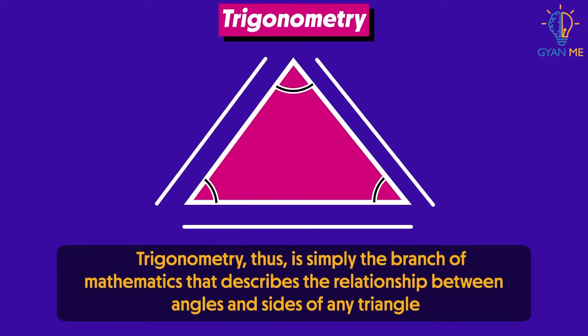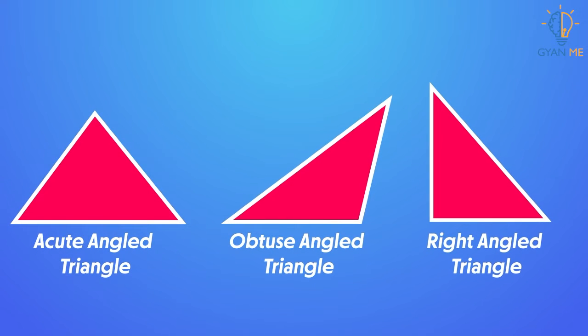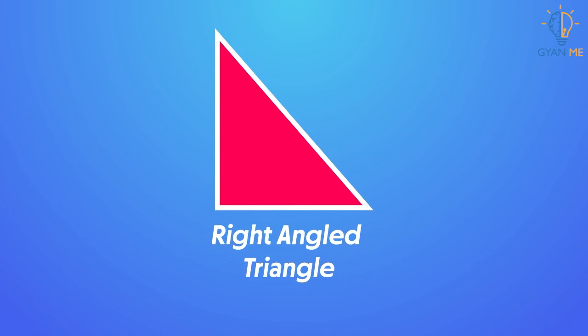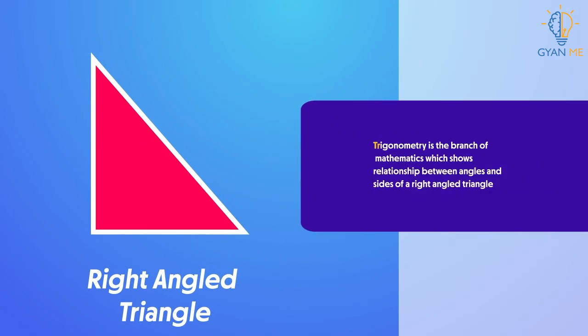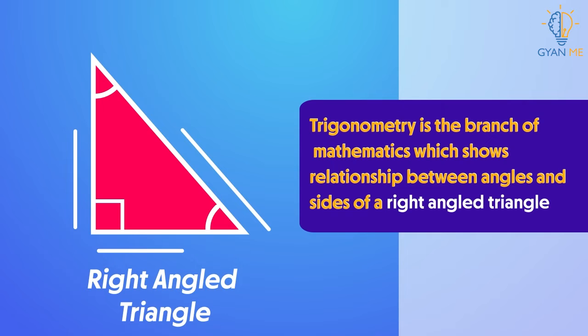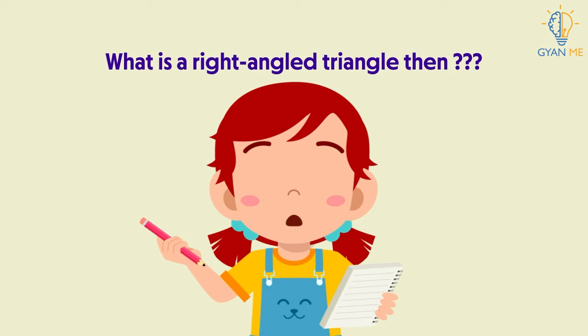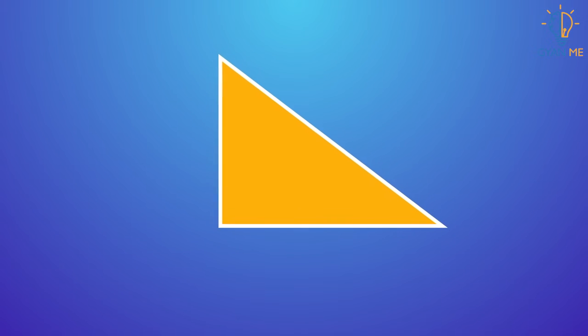We know the triangle can be acute, obtuse, or right-angled triangle. However, we will focus on the right-angled triangle only. Thus, we can see that trigonometry for us is simply the mathematical branch that shows relationship between angles and sides of a right-angled triangle. Then what is a right-angled triangle? It is a triangle with at least one angle equal to 90.